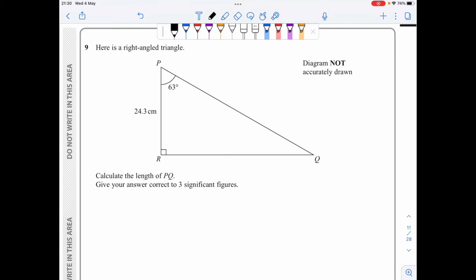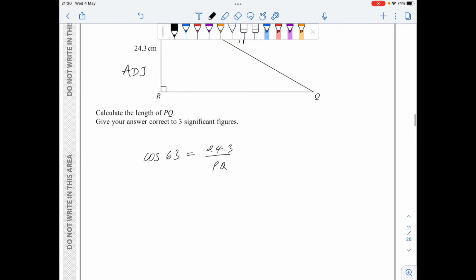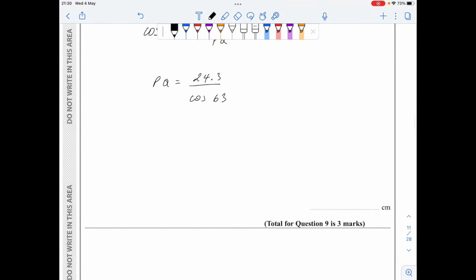In question 9, I know the adjacent side to 63. I need to find the hypotenuse. So I'm going to use the cosine. Cos of 63 equals the adjacent over the hypotenuse. Let's cross multiply to get PQ equals 24.3 over cos of 63. If I put this on the calculator, it will give me 53.5, which is the final answer.